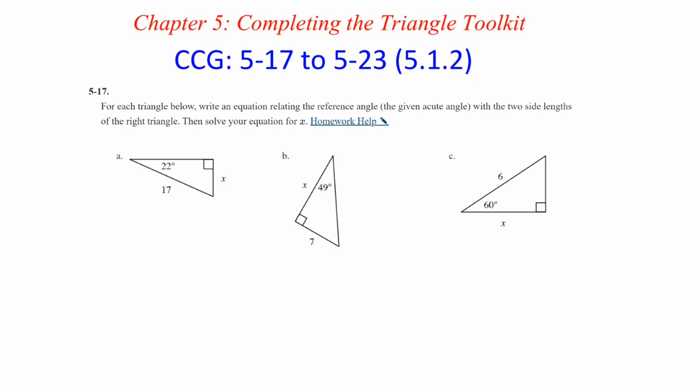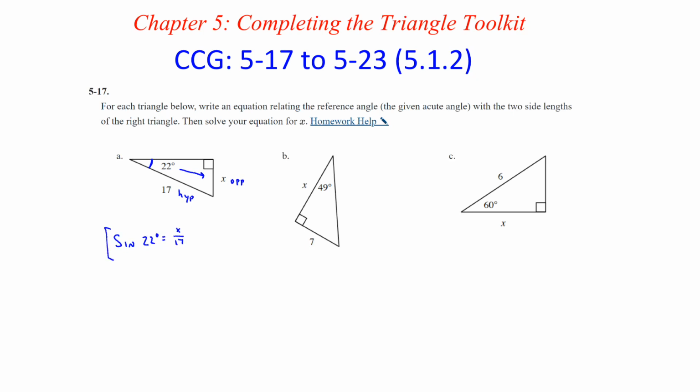So we are working on using our ratios, tangent, sine, and cosine. And so on part A, if we're using the angle of 22 degrees, then we need the opposite side. So that represents the opposite side, and then the 17 is the hypotenuse. So we want to use the sine ratio. So sine of 22 degrees is equal to x over 17.